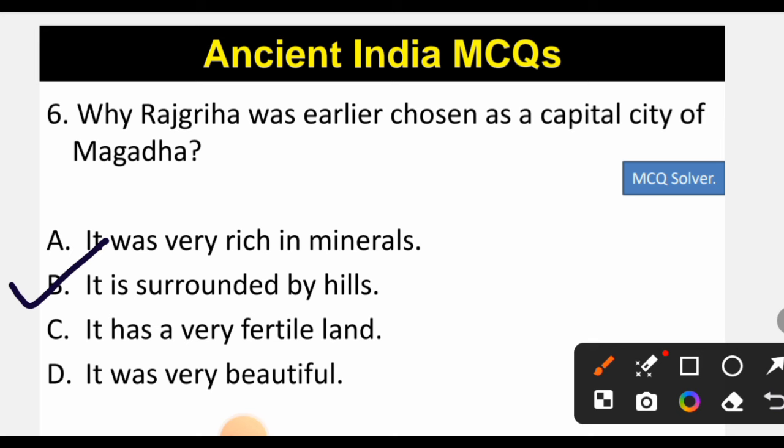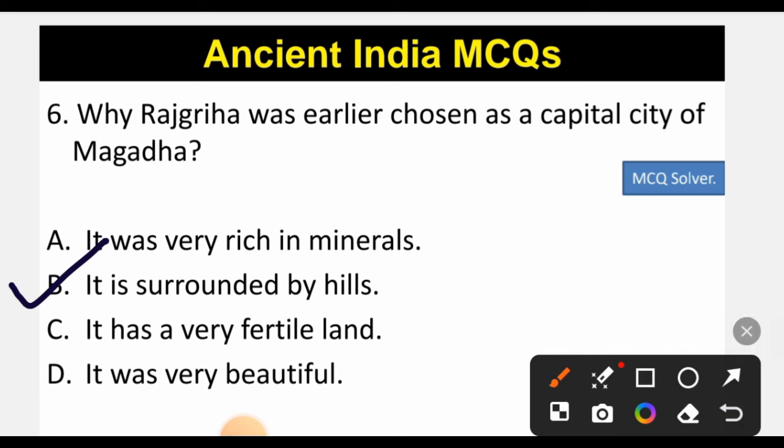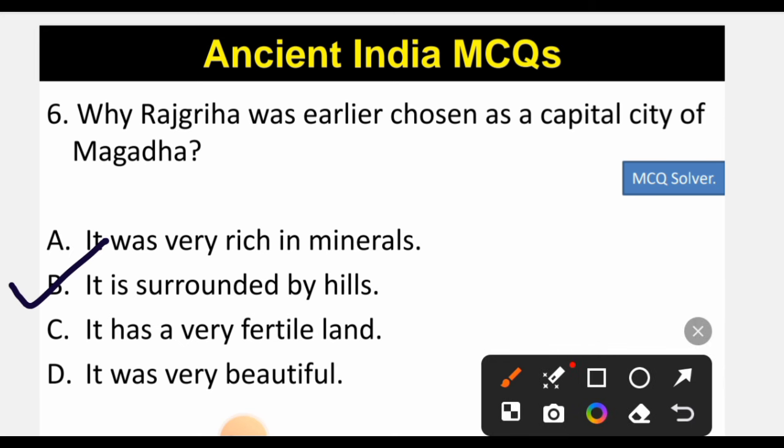If you look into the name also, Griha means hills, and Rajgriha was surrounded by hills on all sides, due to which it was protected from enemies. So it was difficult for enemies to attack the capital city of Magadh. That's why it was protected, and that's why Rajgriha was selected as the capital city of Magadh.